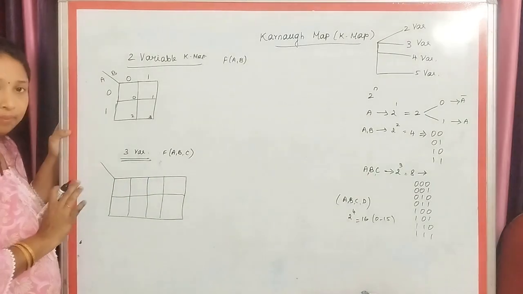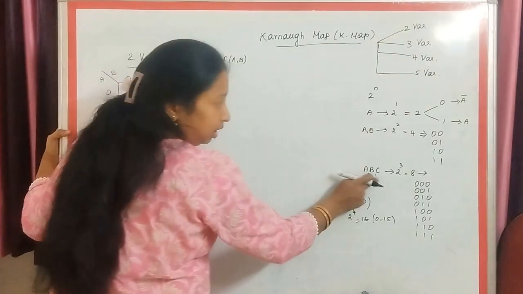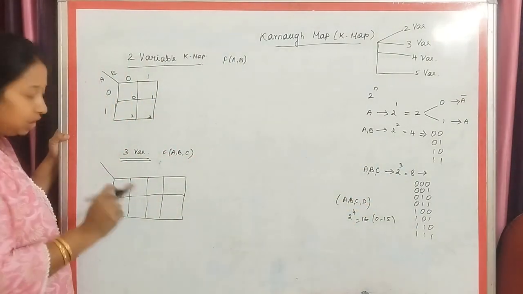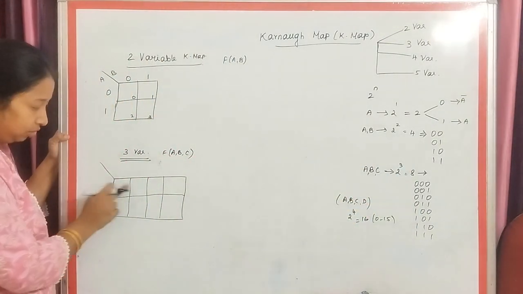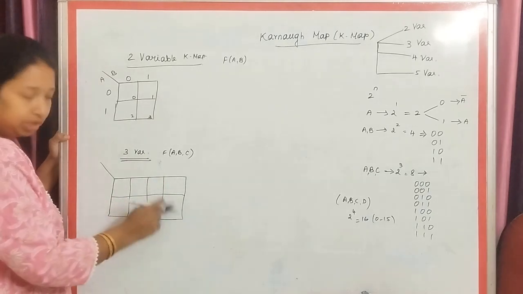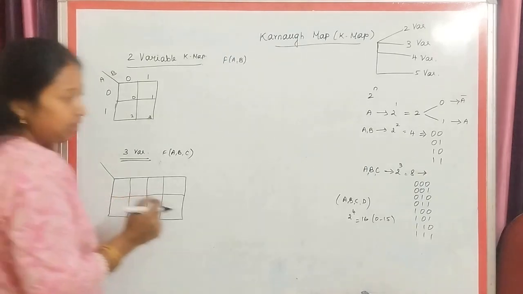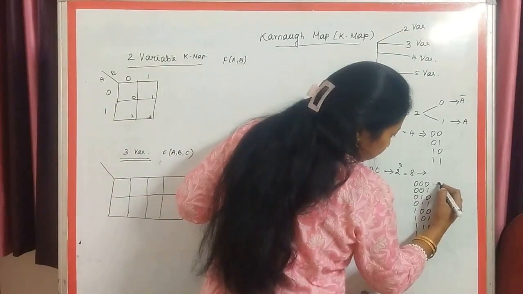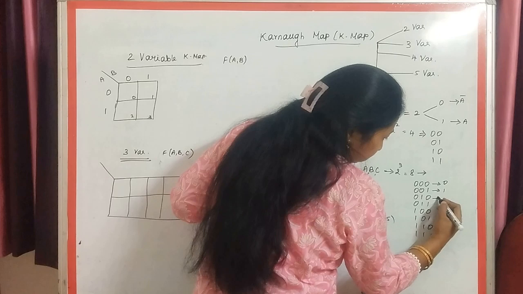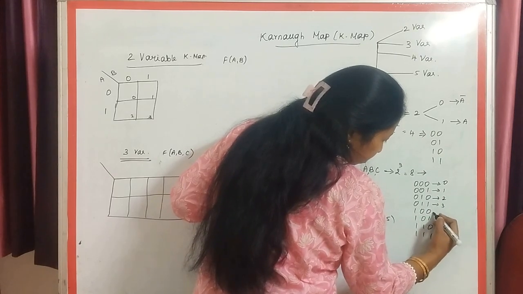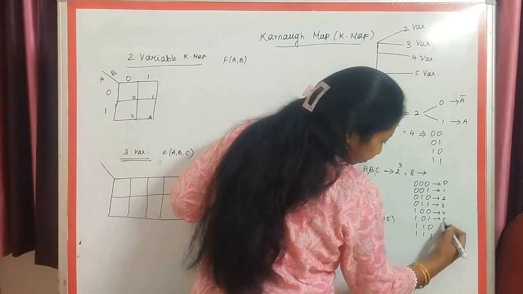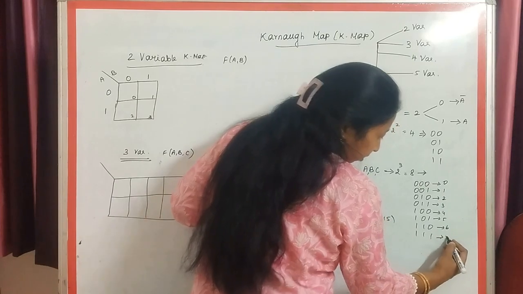For 3 variable mapping, how many combinations are possible? It is 8. That is, I should have 8 boxes in that: 0, 1, 2, 3, 4, 5, 6 and 7. From 0 to 7, if I calculate, it is altogether 8 boxes. Right? Give me the decimal number for this. It is 0, this is 1, this is 2, this is 3, this is 4, 5, 6 and 7.